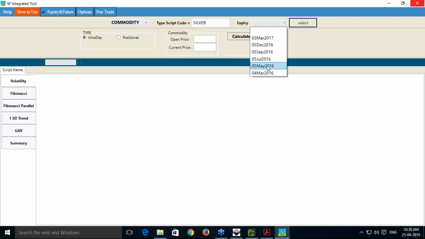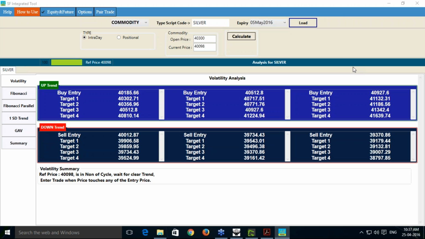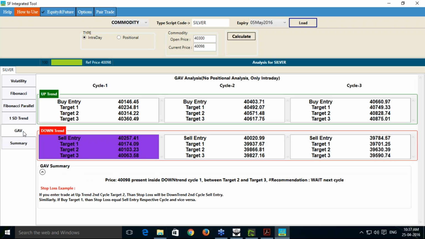I may have to wait for 10 seconds. Let us see what we are getting for silver. 40,012 below, as per the volatility, it should go to 39,524. 40,185 above, it should go to 40,081 in the first cycle. If you are going for the GAV, it gives you a different outcome.